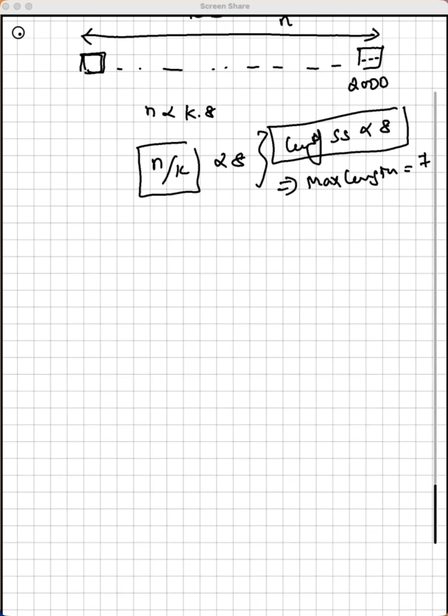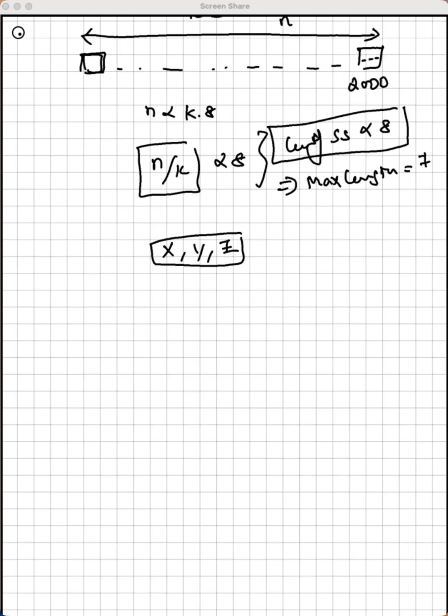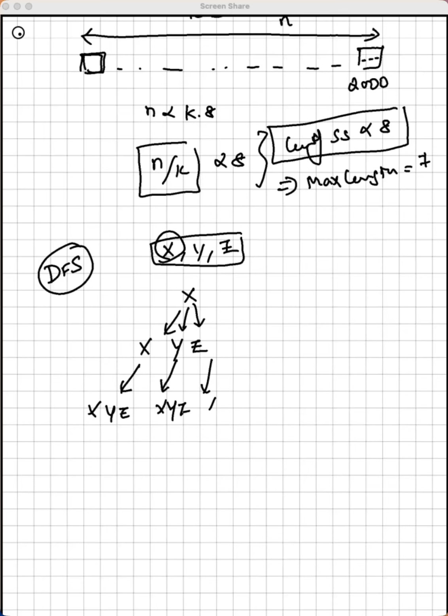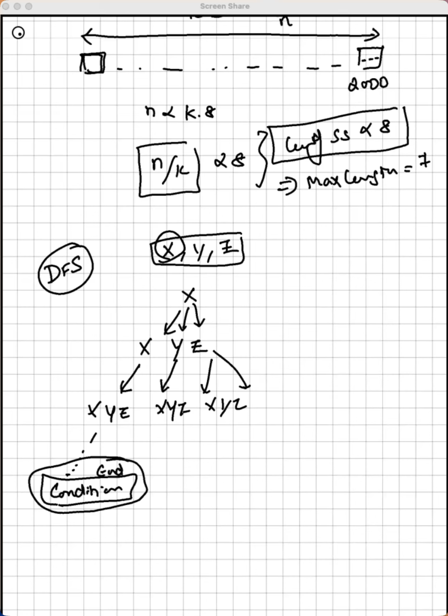So, let's now think about, given a few characters, let's say X, Y, Z, how can I generate my subsequences? There are 2 ways of generating these subsequences. One is depth first search, which means you take the first character X and then you add X, Y, Z to it, and then you further add X, Y, Z to it. So here also X, Y, Z, here also X, Y, Z, and you keep doing this till some condition makes this the end condition. We'll talk about that.